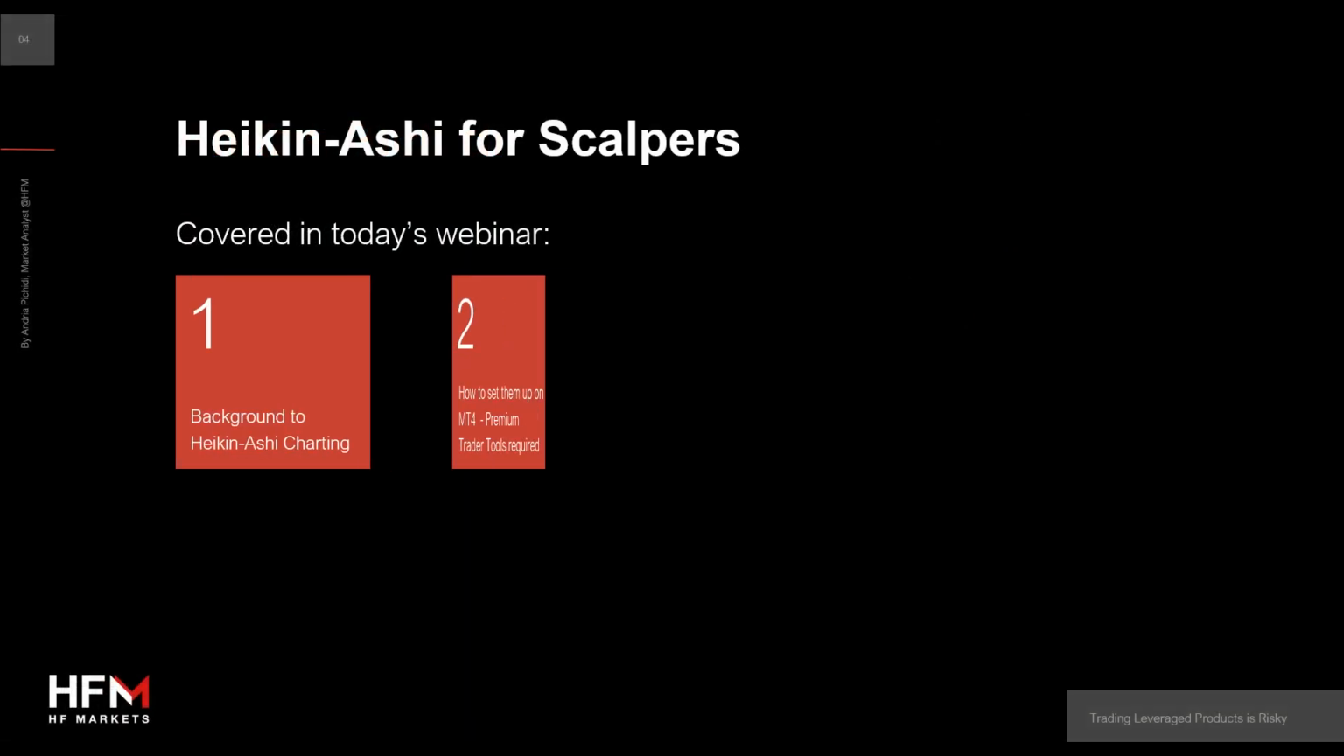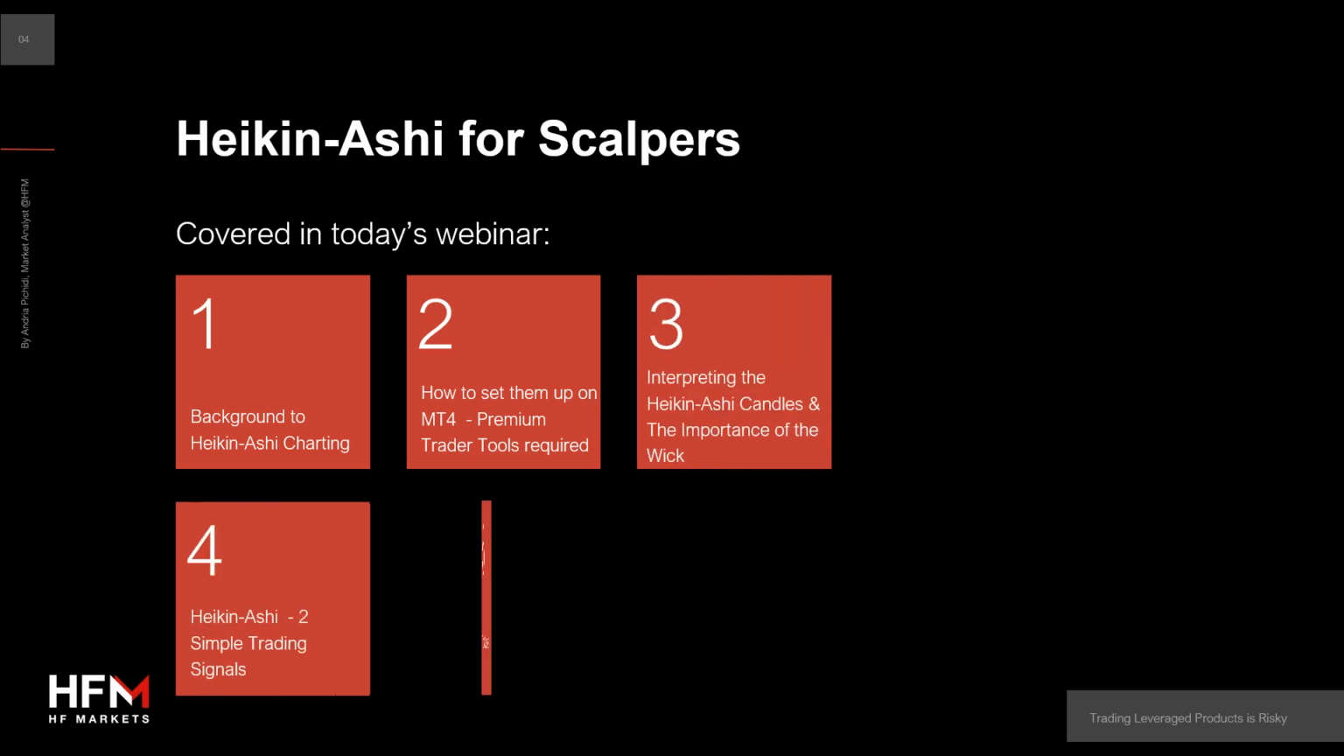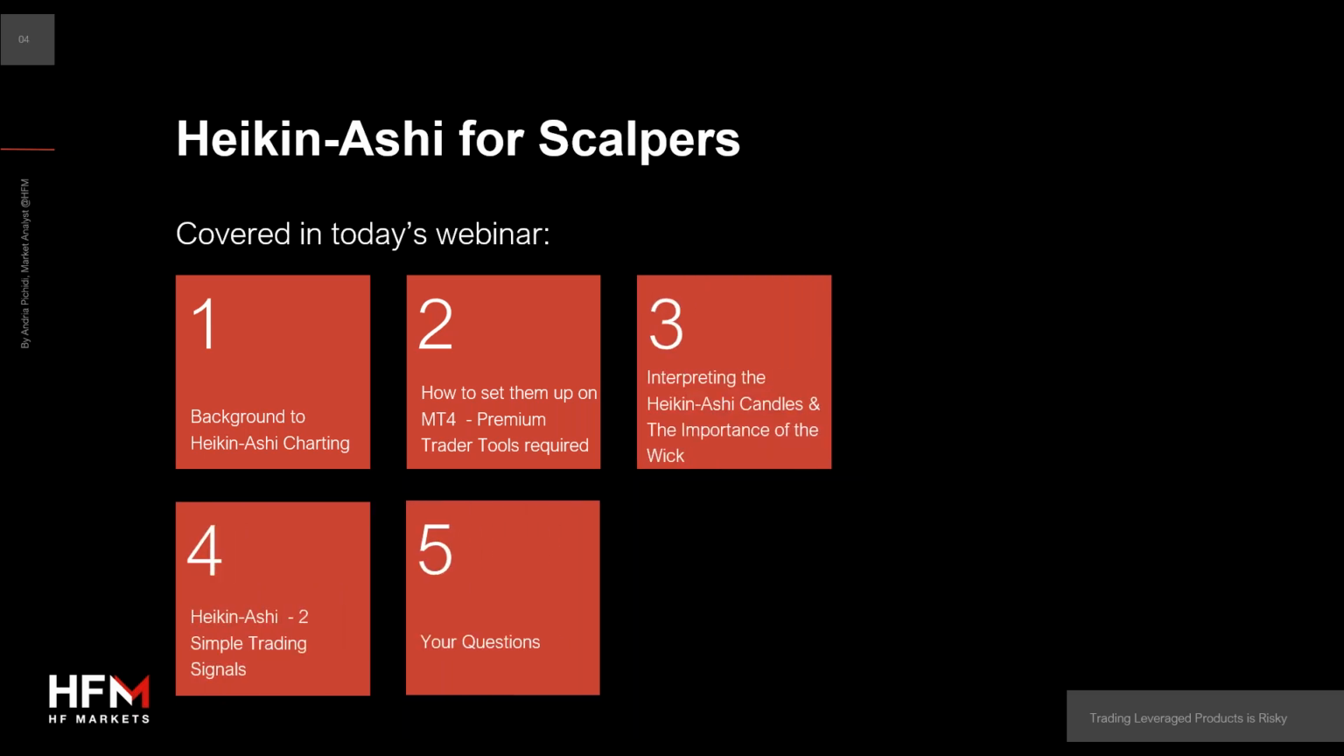And let's start. Firstly, we're gonna go through a bit of the background of Heikin Ashi charting, how you can set them on your platform, both MT4 and MT5. Just to clarify at this point, guys, that for MT4 you will need the premium trader tools. For MT5, if I'm not mistaken, it is available by default, but we're gonna see everything in a bit.